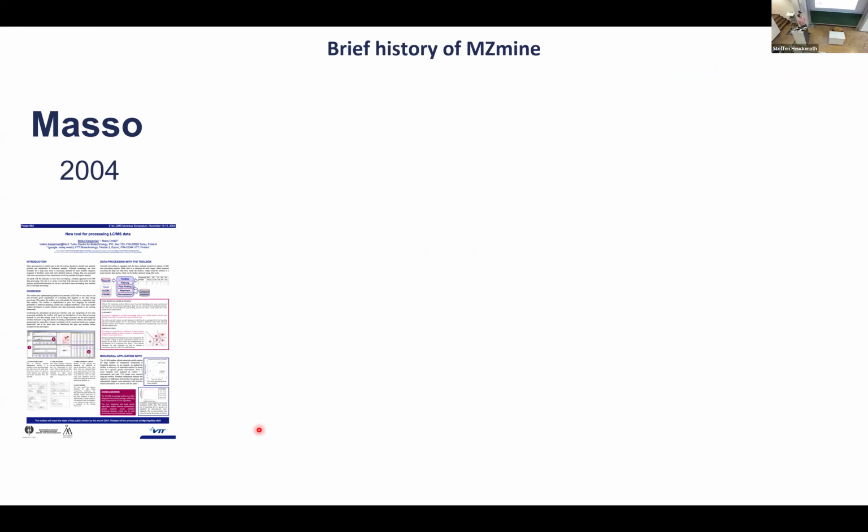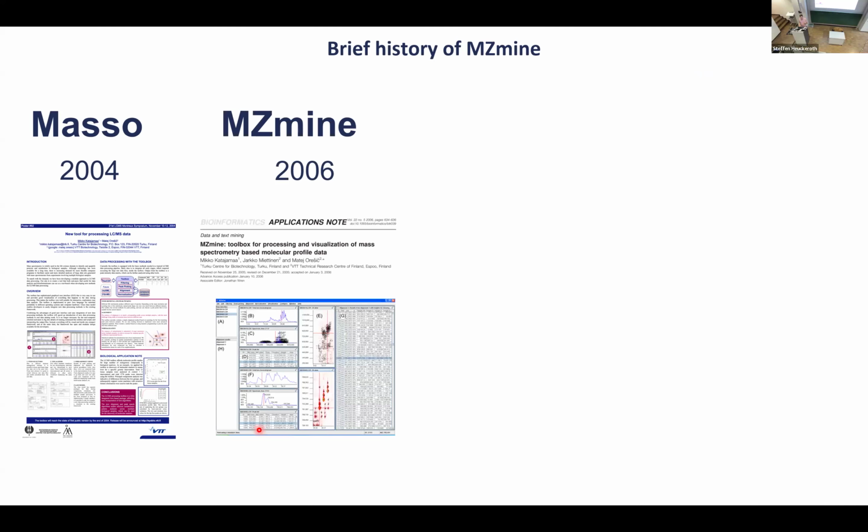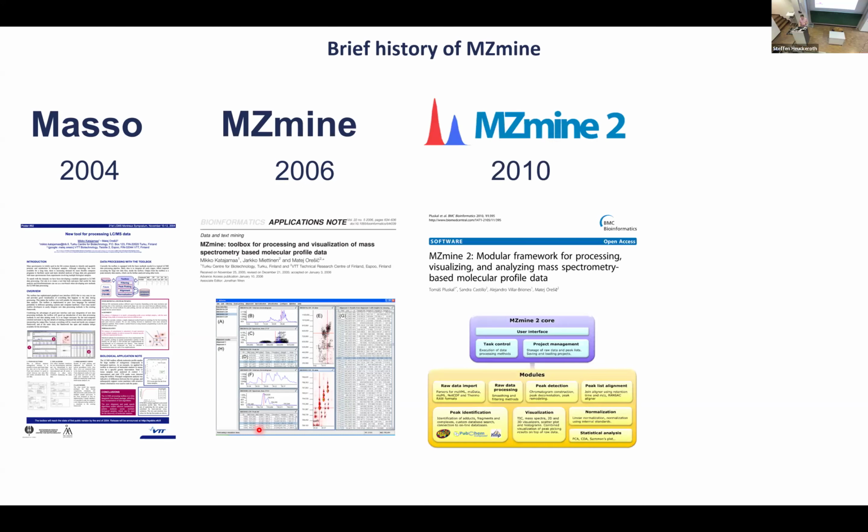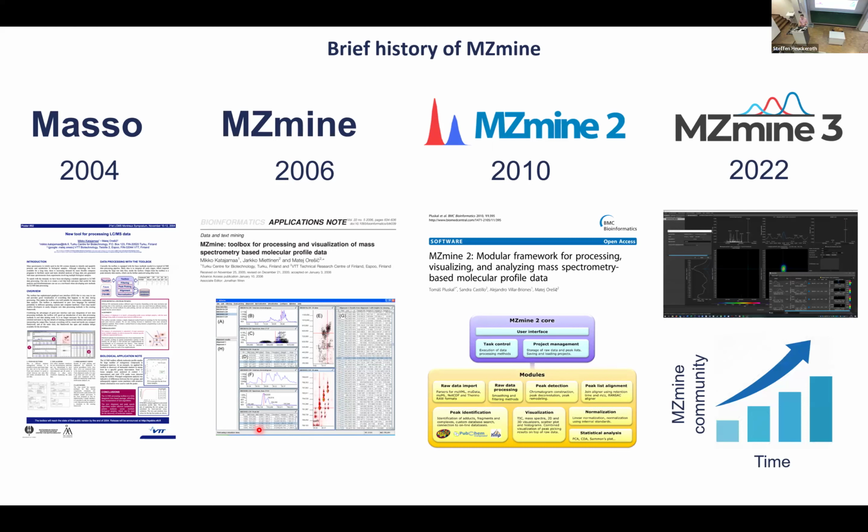So about the history of MZmine: it was first introduced as MASO in 2004 by Mikko Katajamaa, which was later changed to the name MZmine in 2006. And in 2010, Tomasz Pluskal totally reworked the software, and then it became MZmine 2. And in 2022, we were able to release MZmine 3.